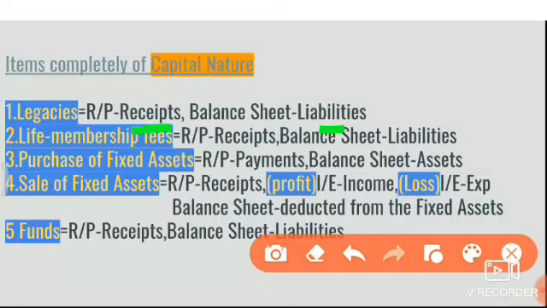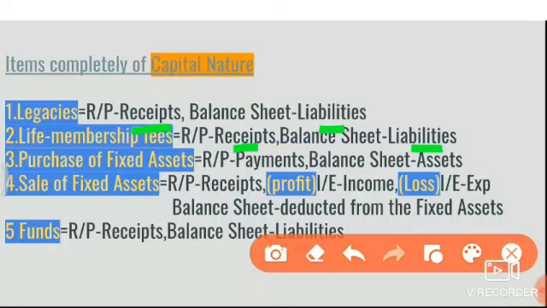So when such receipts are made in the form of life membership fees, then when the receipts and payments account is prepared, it is shown towards the receive side, and this is shown in the balance sheet towards the liability side, and it is not shown in the income and expenditure account.